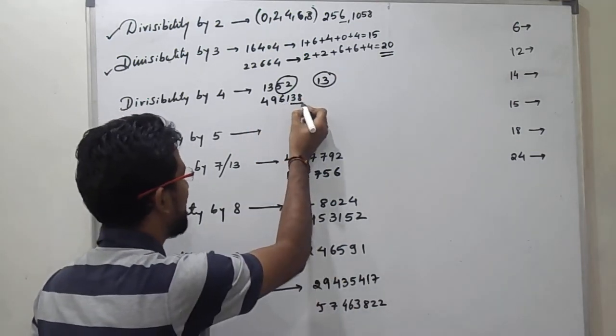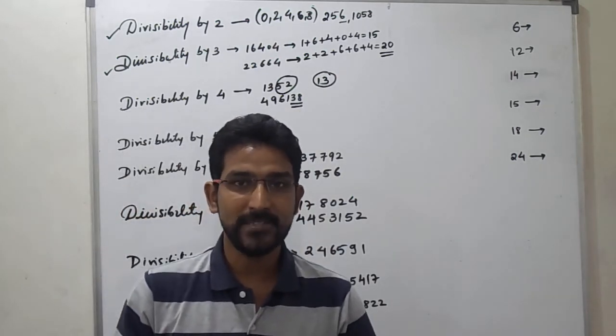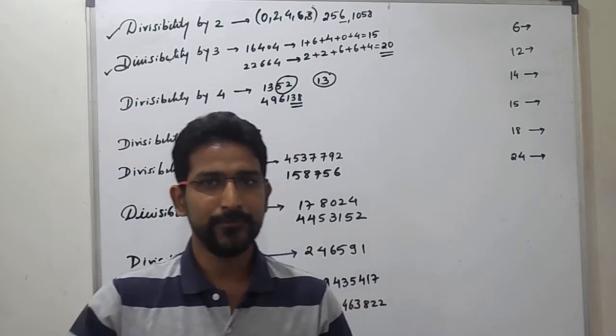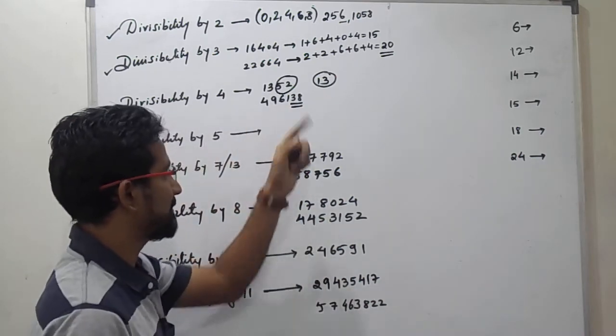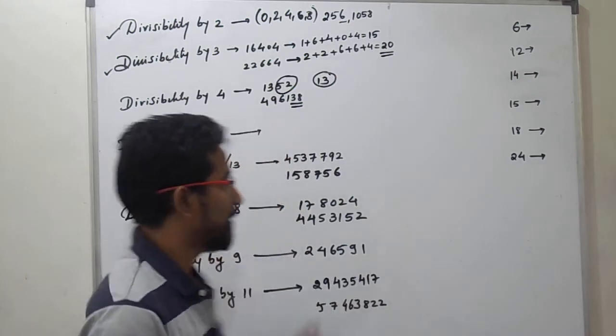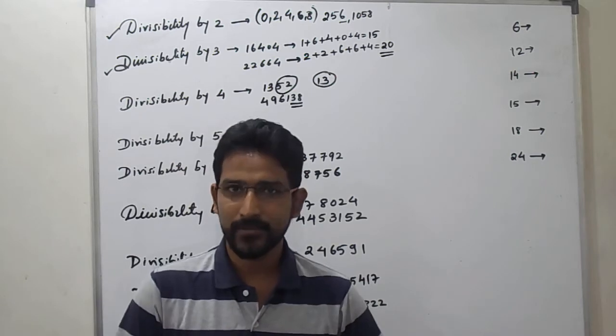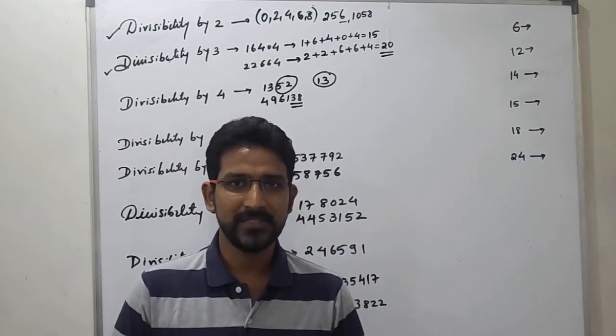496138. Again see the last two digits. Now it is 38, and 38 is not divisible by 4. So therefore 496138 will not be divisible by 4. If it would have been 36 here, the whole number would have been divisible by 4, because 36 is divisible by 4.